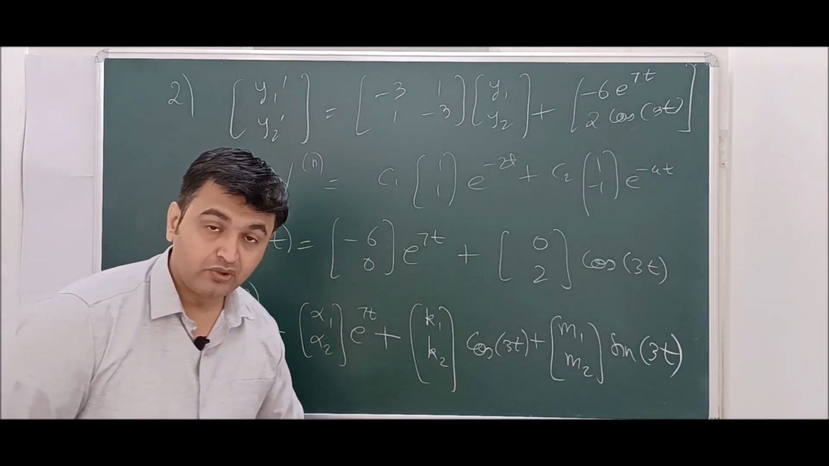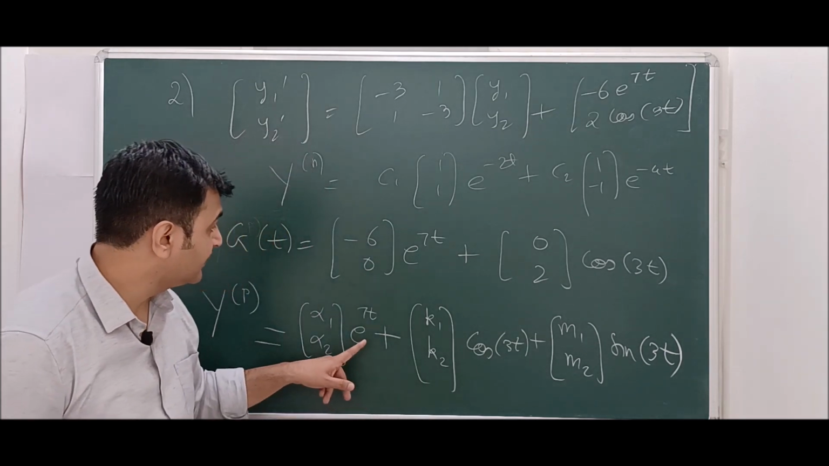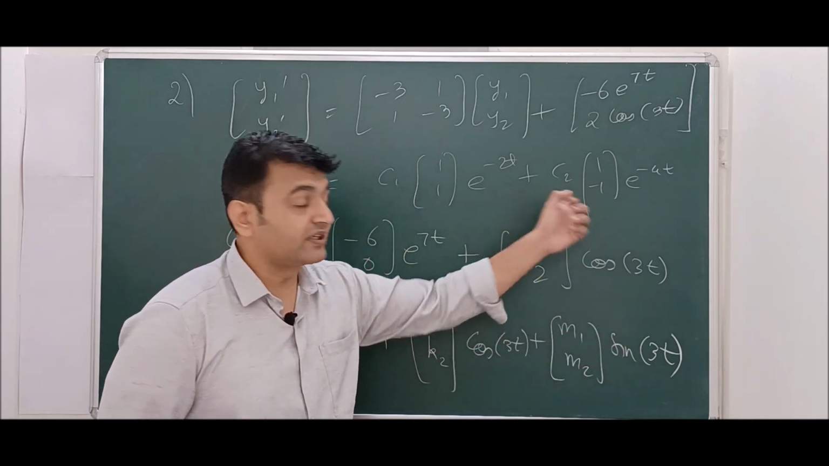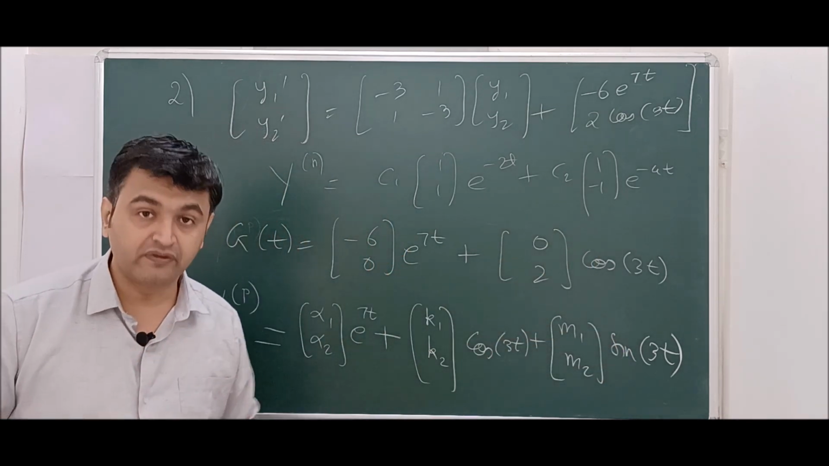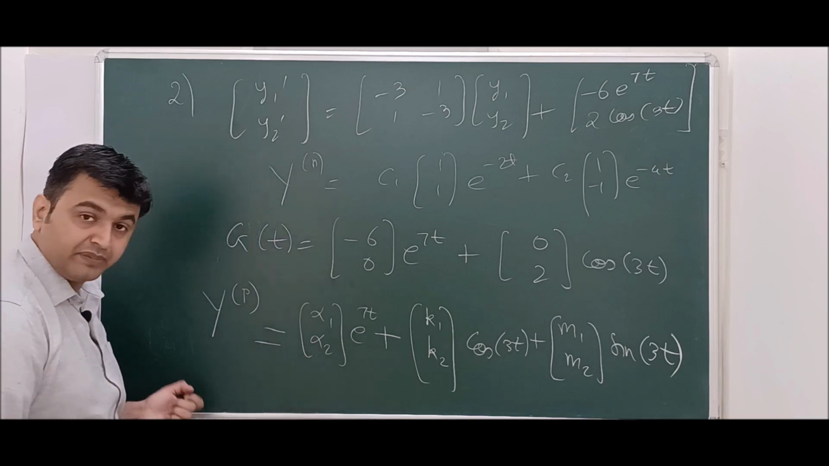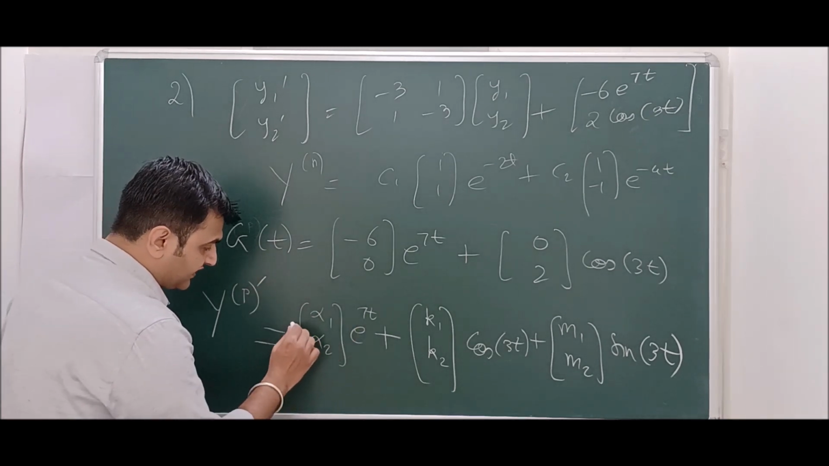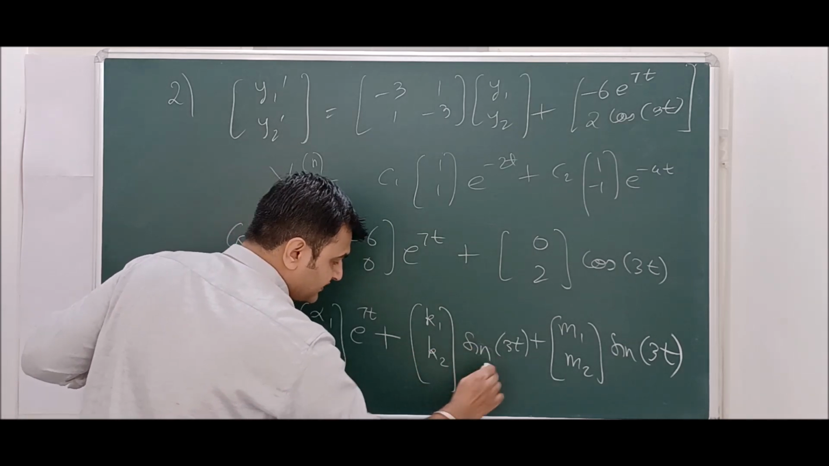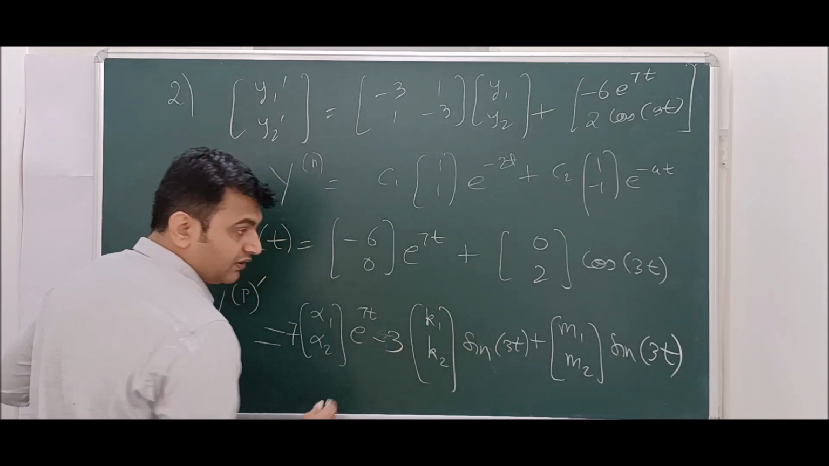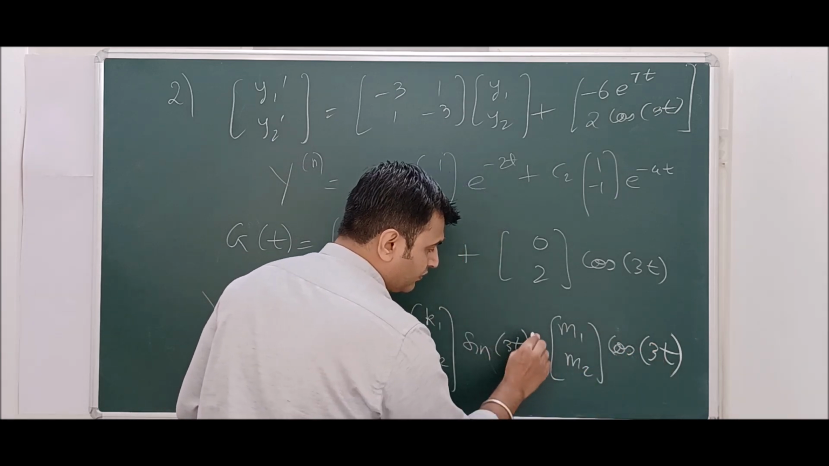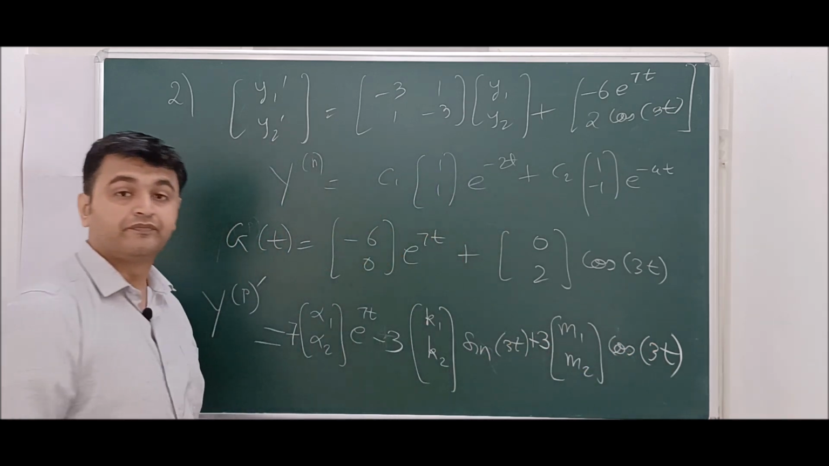Now next step, do you need to modify yp? e raised to 7t is not in yh, great. Cos and sin is not in yh, great. So no need to modify your yp. Okay, so now you have yp, you find yp prime. What will be yp prime? This 7 will come at the front, cos will become sin, and you have minus 3 over here, and sin will become cos, and for 3t you have plus 3.